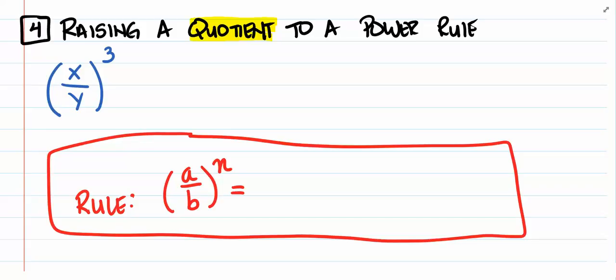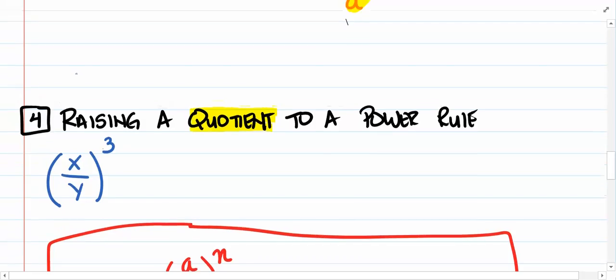Box number 4 is raising a quotient to a power. So the quotient here is what's inside the parentheses here. Oh, sorry.